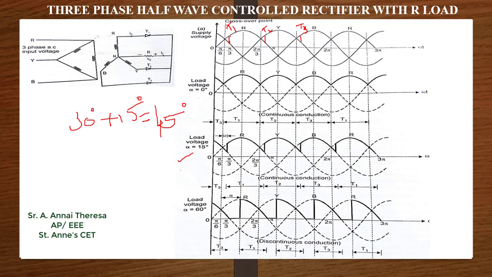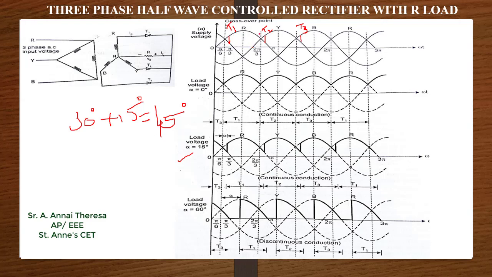So at 45 degree, this R phase is maximum, so thyristor T1 we must trigger. At 45 degree for R phase, this is 30 degree, this will be 60 degree, meaning between 30 and 60 there will be 45 degree. This is 45 degree.